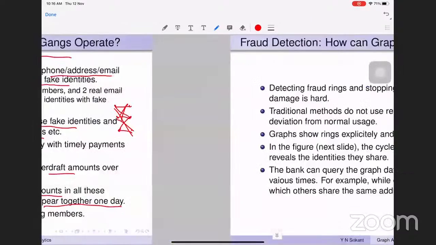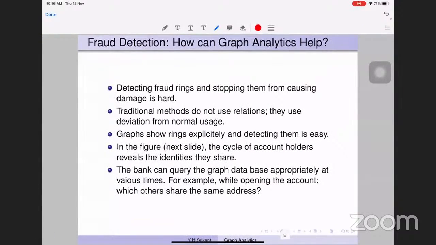How do we find such fake gangs? So detecting fraud rings and stopping them from causing damage is a very hard problem. Traditional methods do not use relations. They do not use graphs. They just use deviation from the normal usage, which doesn't exist here. Whereas graphs can show rings explicitly, and detecting them is easy. Let me show you an example now.